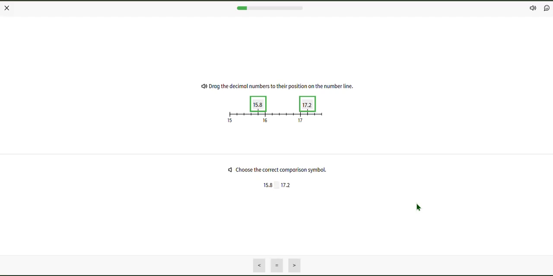Choose the correct comparison symbol. Now remember, less than, equal to, greater than. We are going to create kind of like a word sentence with this in what we are saying. So 15.8 is something to 17.2. We know that it is less than. This one is smaller than this one, so we're going to say less than. We're going to plug that in.